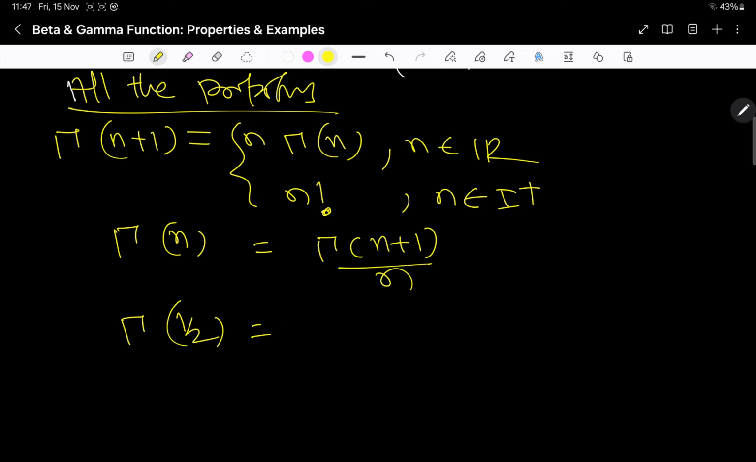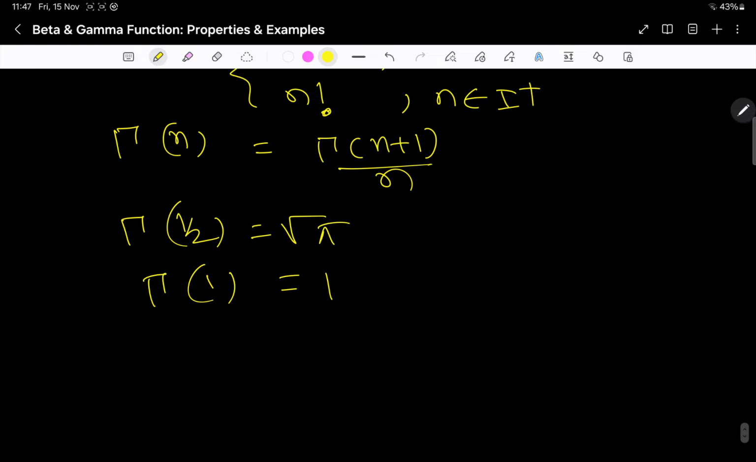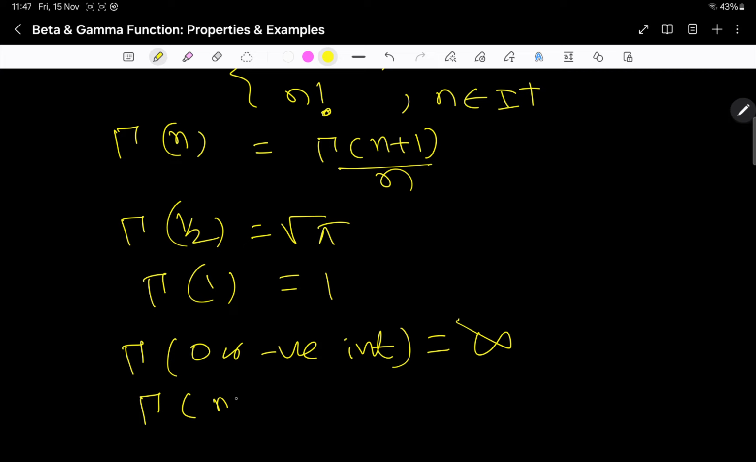What is gamma half? Gamma half is root pi. What is gamma of 1? Gamma of 1 is 1. What is gamma of 0 or a negative integer? It is infinity. And what is gamma n into gamma 1 minus n? It is pi by sine n pi.